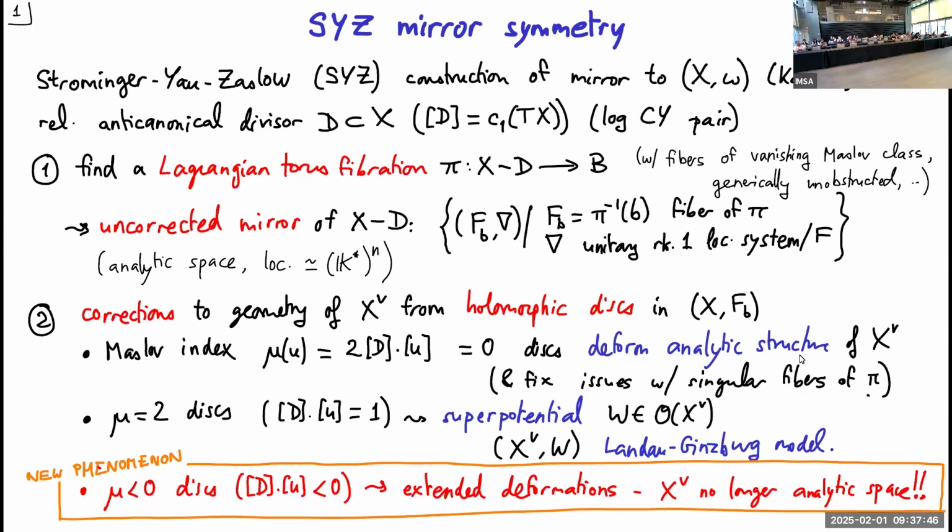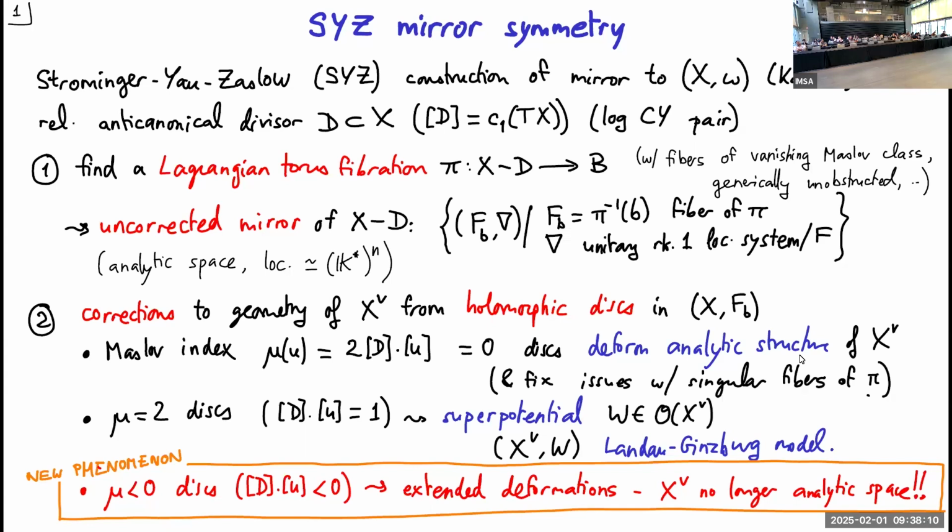And so the new phenomenon that we'll get to at some point in this talk is that if you have negative Maslov index disks, the ones that hit D with a negative algebraic intersection number, then you get actually stranger deformations that break down the analytic structure of the mirror space and make it into something slightly more exotic.